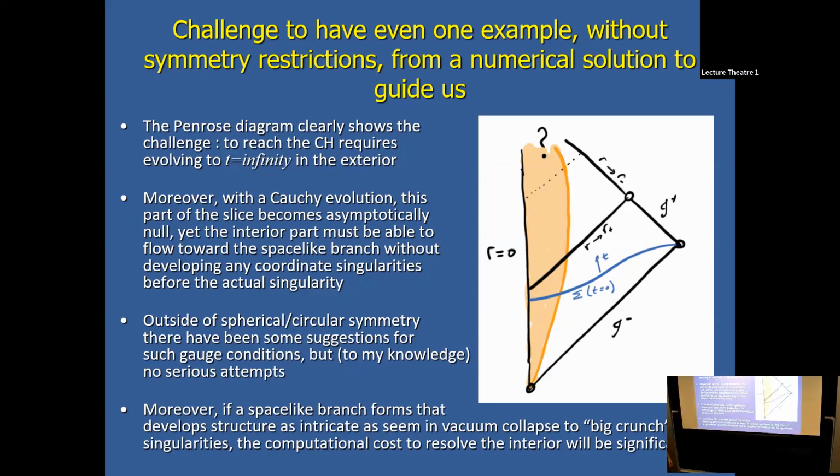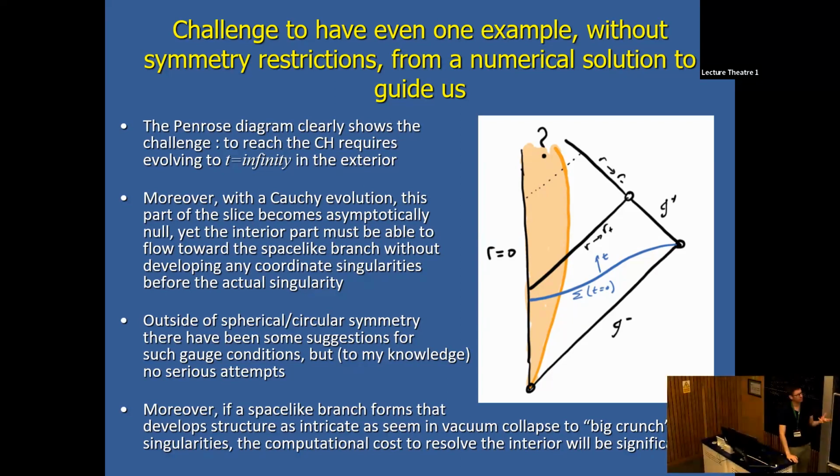So we have to deal with those two situations. And again, in spherical symmetry, it's kind of trivial, but trying to extend it beyond spherical symmetry, there have been some proposals. People have proposed various coordinate choices, but there haven't really been any serious attempts, at least to my knowledge.